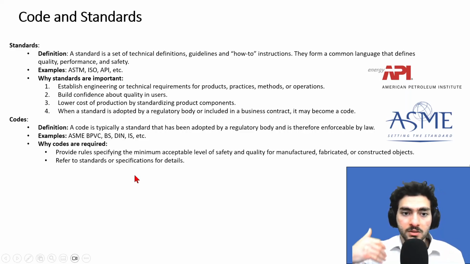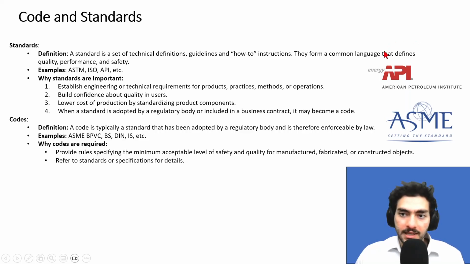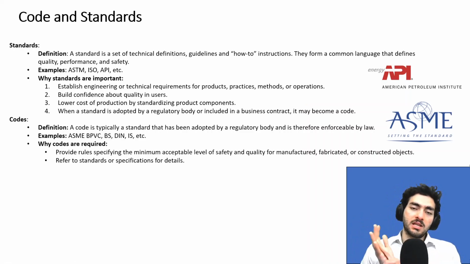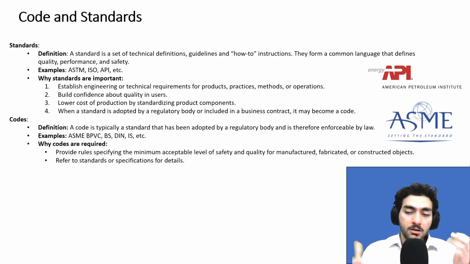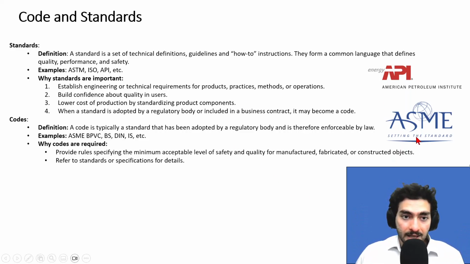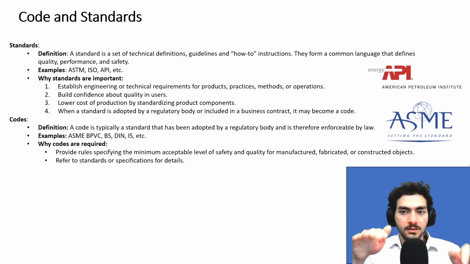Also, codes can have standards, so there could be some standards that explain and go into more detail how to achieve the code. So for instance, you have the API standard. The API standard regarding pressure relief valves gives you the how-to instructions, shows you the sizing equations, and gives you a lot of information so that you could ensure that you're following the ASME code. So you're going to find a lot of these standards and codes are complementary to each other.